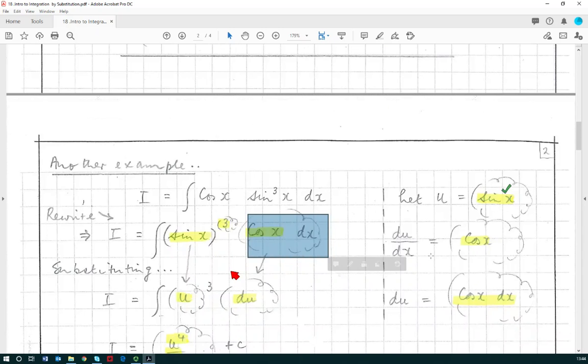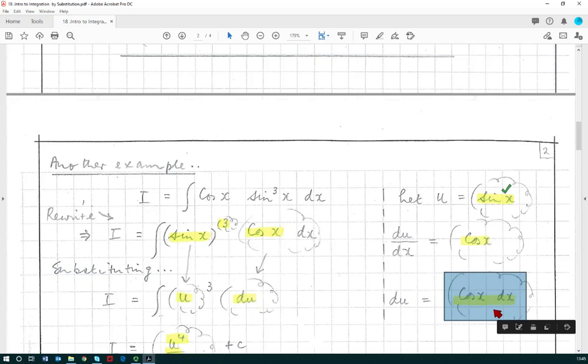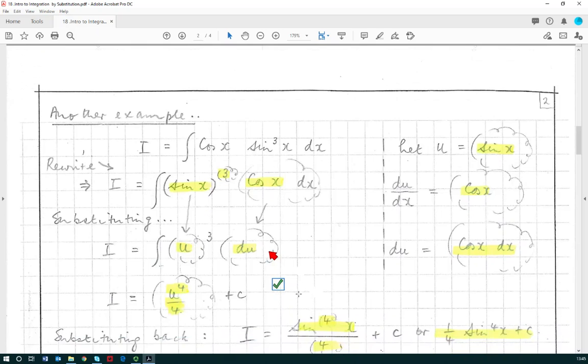Try and set up the cos x dx. Here it is here. Differentiate sin x with respect to x. You get cos x. Bring the dx across, and you'll get du = cos x dx. So I've set up cos x dx to be replaced by du. Okay. Now, how do you integrate u³? Correct. u^4 upon 4.